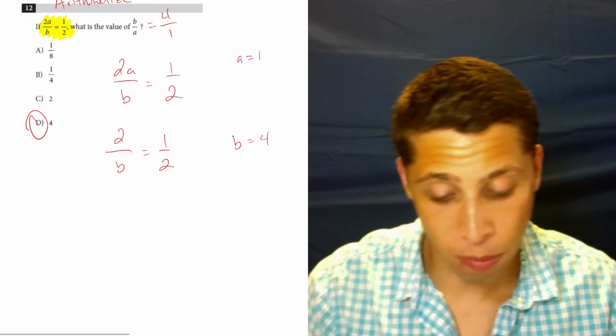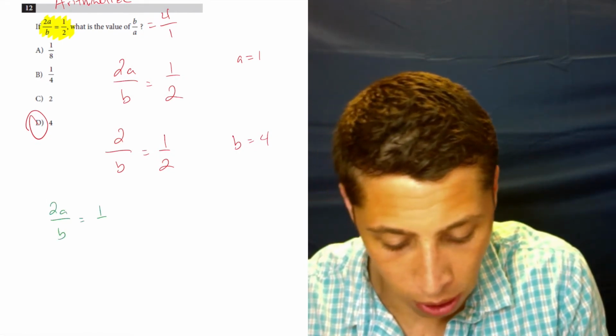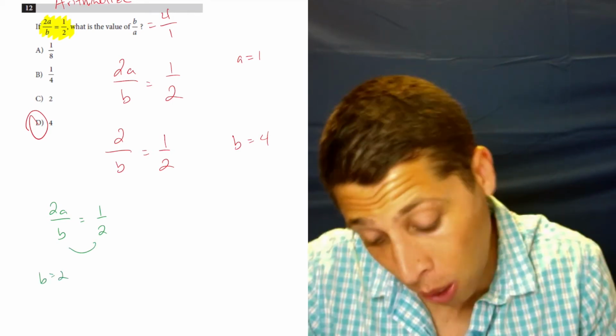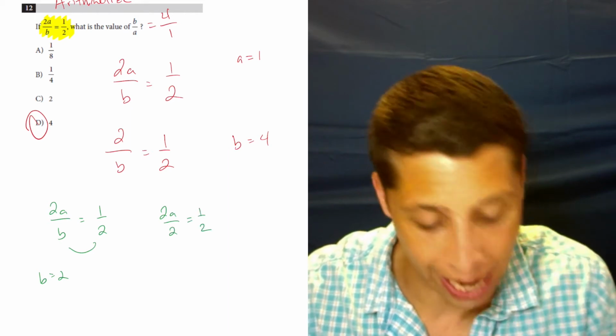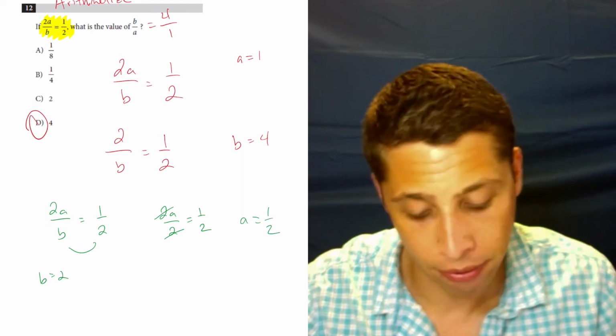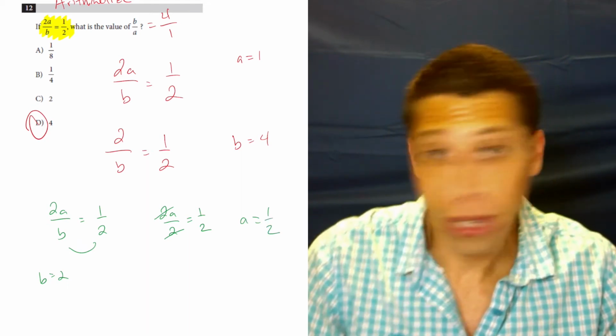So some of you might do something like this. You might say, okay, what if from the start we just made B equal to 2? Okay, so then you've got 2A over 2 is equal to 1/2, and the 2's would cancel so that you would get A is equal to 1/2. Now I would argue that that's kind of unnecessarily messy, but it's still going to work, right?